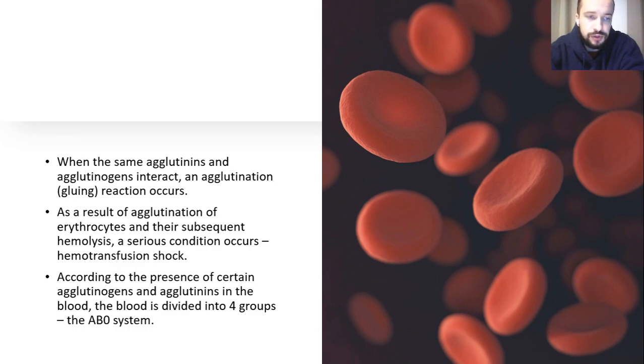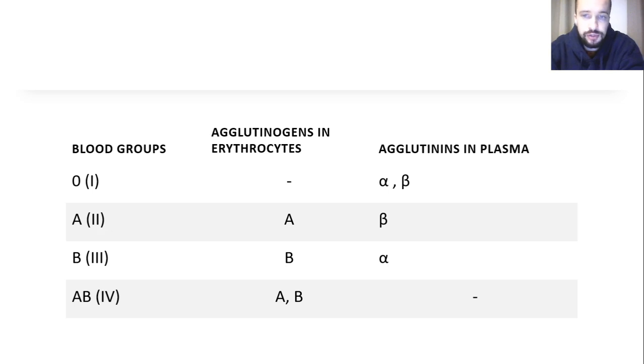According to the presence of certain agglutinogens and agglutinins, the blood is divided into four groups, and the system is AB0. There you see that we find antigens in erythrocytes. In the first group we haven't got antigens. In the second group, group A, we have antigens A, and this is the reason why we have 0 for the first, A for the second, B for the third, AB for the fourth, because of the antigens.